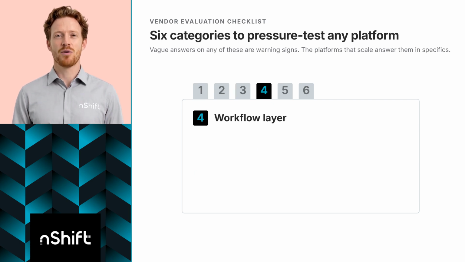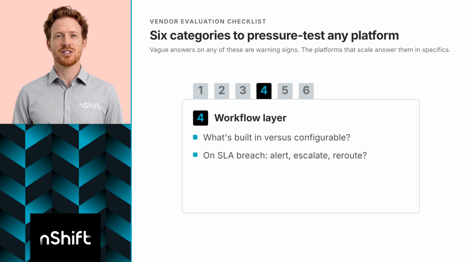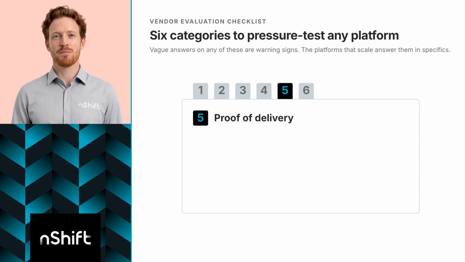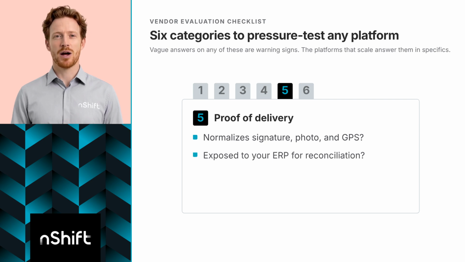Fourth, the workflow layer. What's built in versus configurable? When a shipment breaches its SLA, what's the workflow? Can your ops team build rules without an engineering ticket? Fifth, proof of delivery. Does it normalize signature, photo, and GPS across carriers? Is the POD record exposed to your ERP, and how long is evidence retained, and where is it stored?